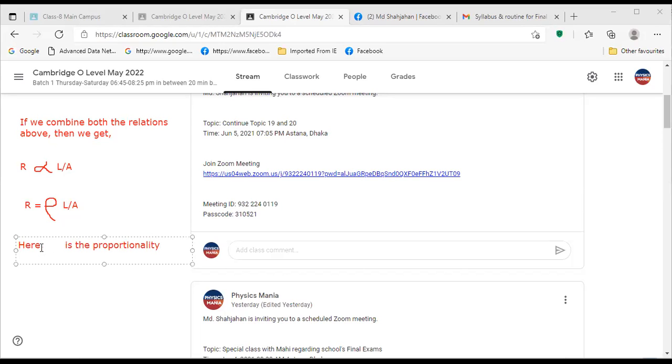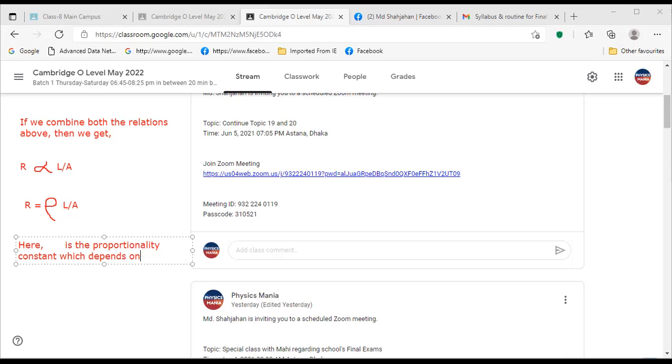Constant which depends on... Here, I kept some space to write rho. I will write it after finishing the text writing, then I will draw it. That's why I kept the space. You can write it, you already know the symbol of rho.